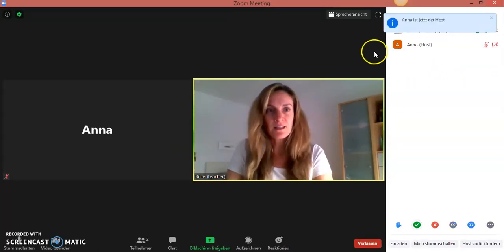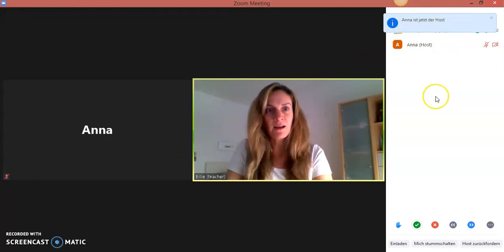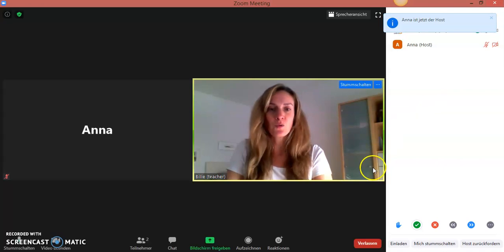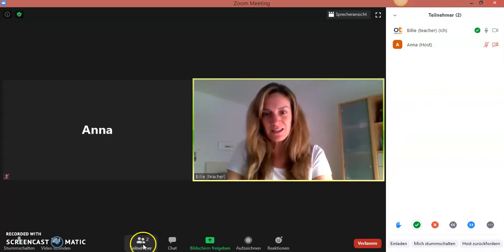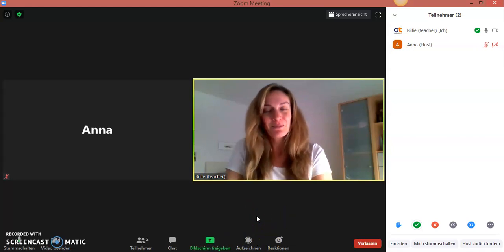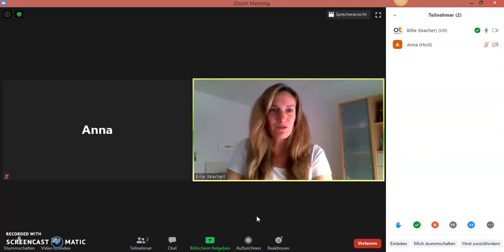Yes, you can see there's a little blue window popping up that Anna is the host now. Okay, and now she has all the functions. You can see if I hover over this again, there's actually one thing, the breakout rooms, that has disappeared because I am no longer host. I'm just a normal person, a normal participant.